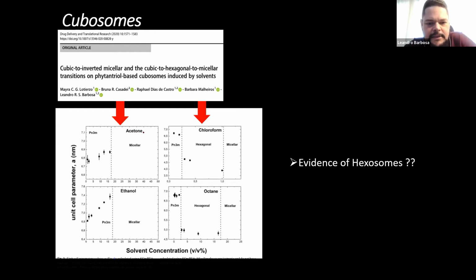For example, in acetone, we just evidence one phase transition, from cubic Pn3m to a micellar configuration. Same thing for ethanol, from the cubic Pn3m to a micellar configuration. In the case of chloroform and octane, we have a different result. In this case, we go from the cubic structure to an inverted hexagonal structure, and then to a micellar one. And for the octane, the same thing, from the cubic to a hexagonal structure, then to a micellar one. This hexagonal structure is most likely an evidence of hexosomes in this particular condition.